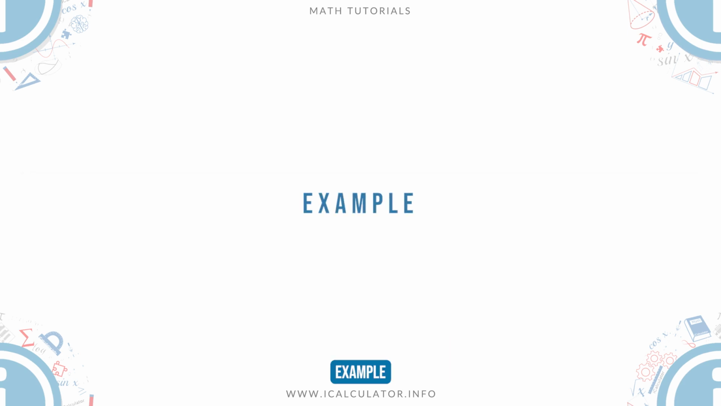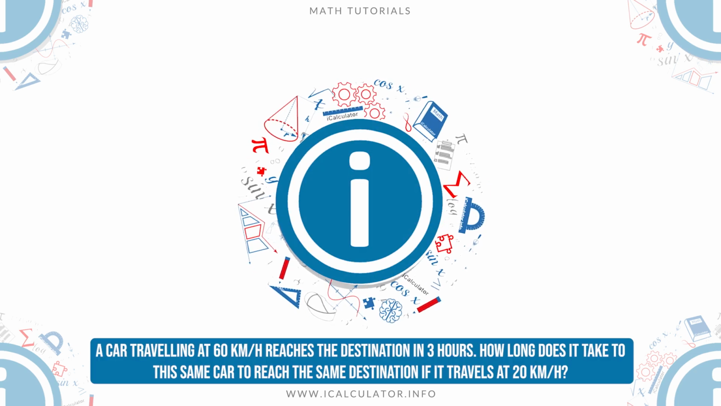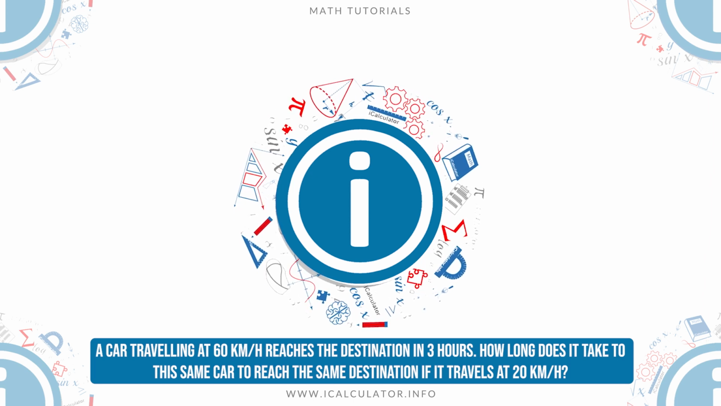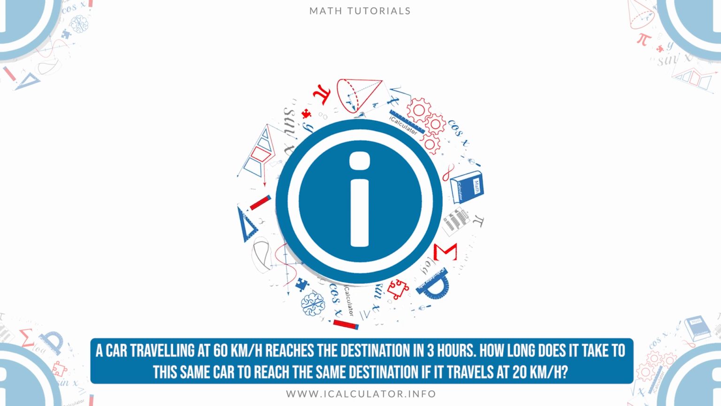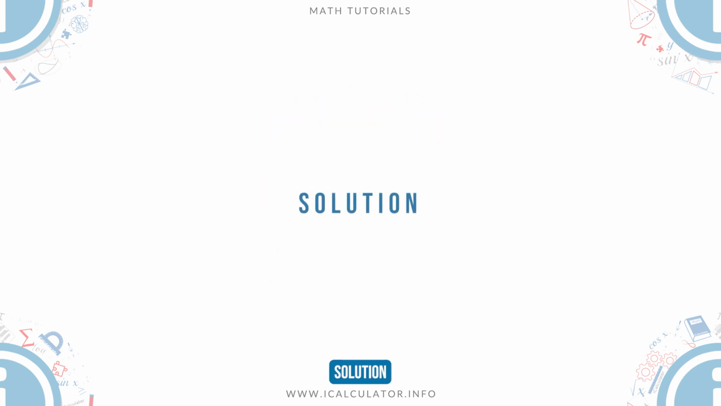Example. A car traveling at 60 km per hour reaches the destination in 3 hours. How long does it take for the same car to reach the same destination if it travels at 20 km per hour? Solution.